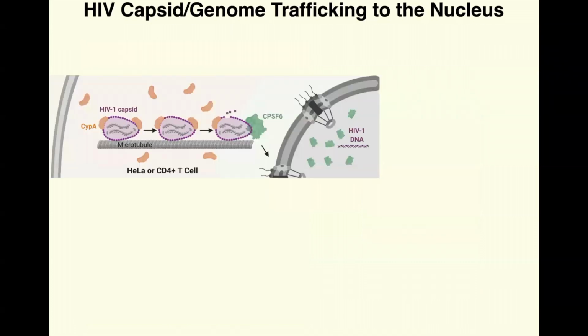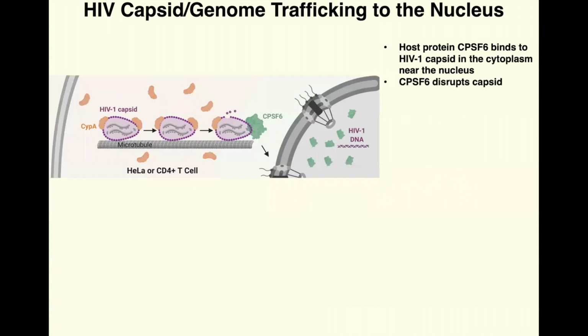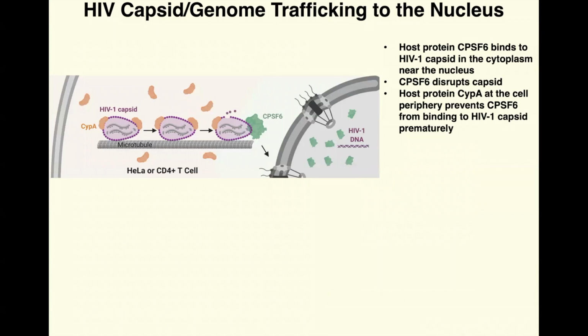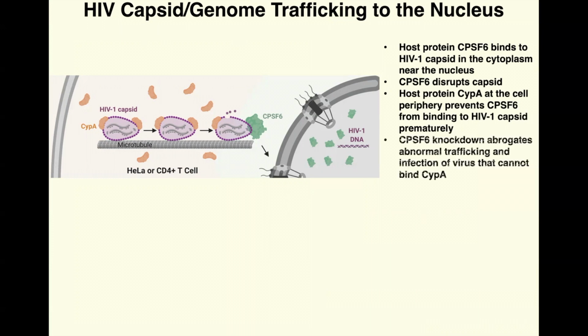With live and fixed cell imaging, virology, and structural biology studies, we developed a model that suggests that during HIV infection of HeLa cells or CD4 positive T cells, cellular CPSF6 binds to HIV capsid in the cytoplasm near the nucleus and facilitates capsid uncoating, which is a highly regulated process. Another host protein called cyclophilin A, shown in orange, also binds to HIV capsid and is expressed at the periphery of these cells. Cyclophilin A protects capsid from binding to CPSF6 too early.